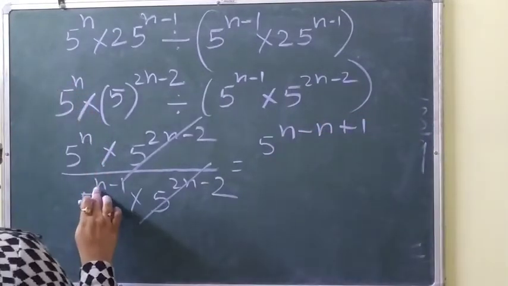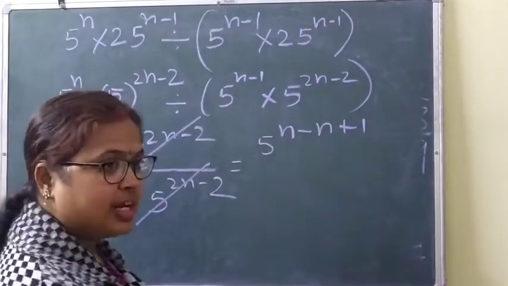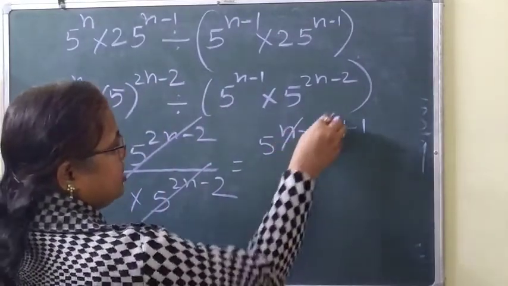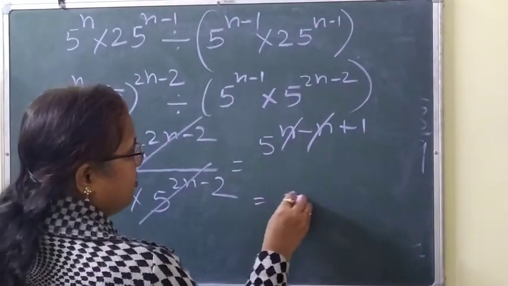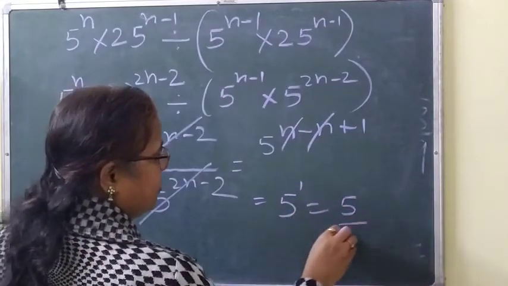Clear? This plus n will become minus and this minus 1 will become plus, because in subtraction we change the sign. So this and this cancel. So what is left? 5 to the power 1 means the answer is 5.